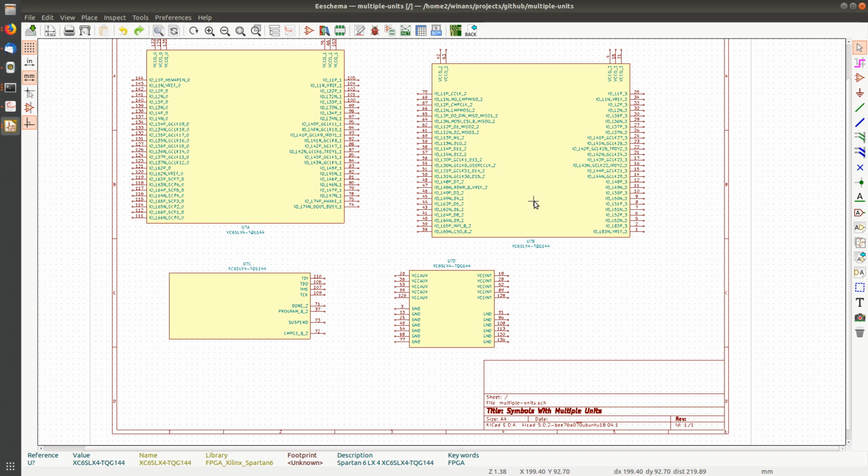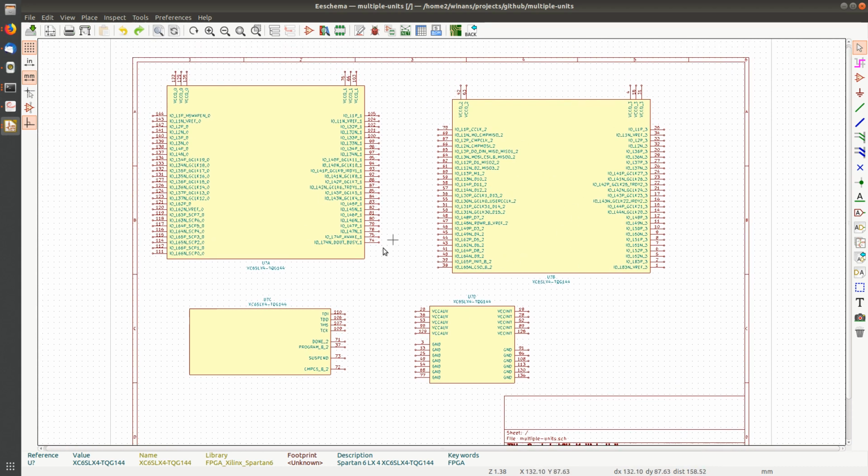The important thing, though, is to remember to put all of the units down. If I forget to put the D unit down, for example, the design rule check is not going to tell me that I forgot to hook up these pins, because the unit's not in my schematic at all.